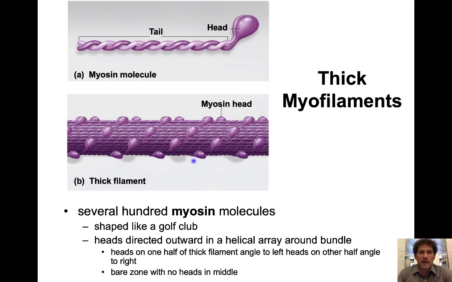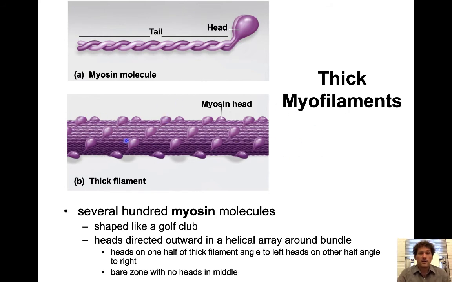Now, let's look at what these thin and thick filaments are. So our first one is called myosin. Our thick filament is made up of a bunch of these myosin molecules. Those myosin molecules have tails and heads, and they kind of look like golf clubs, okay? When we take a bunch of these molecules and combine them, we can see this arrangement of myosin heads on this thick filament, okay?